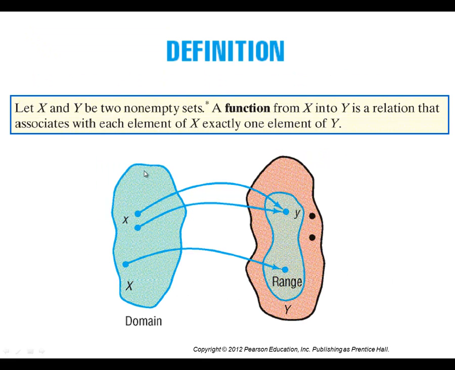Whereas a function, let x and y be two non-empty sets, is where each x has exactly one y. In other words, for each x there is only one y. So this x only has this y, this x value has only this y, and only one there.